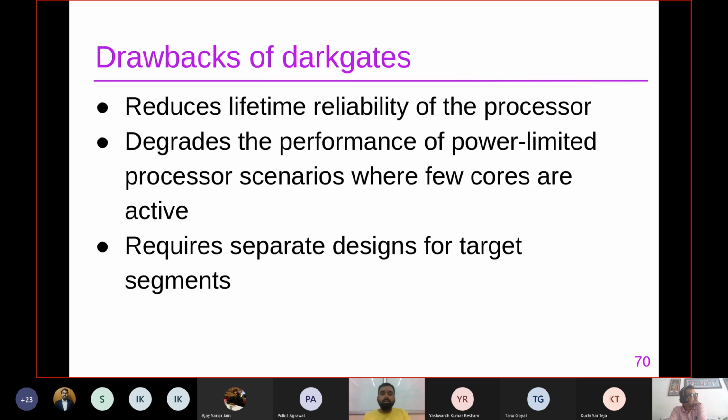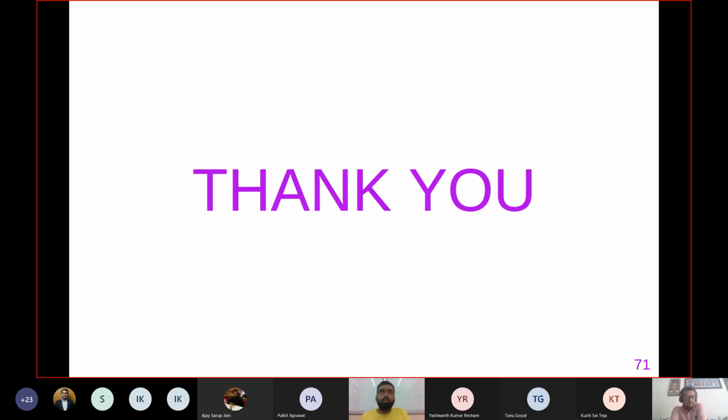And third, this requires separate designs for target segments. Now, suppose I am moving from Skylake to maybe let us assume Broadwell, or some different architectures. In these architectures I need to study the designs and accordingly modify the firmware for each design. So this design can't be used for every design, every target segment. Thank you.